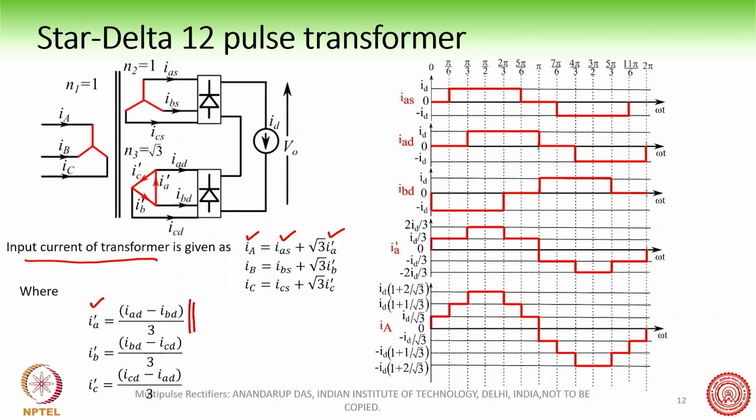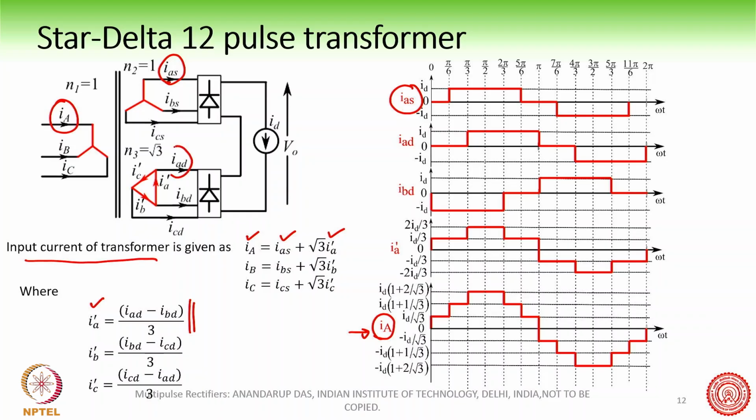Now what we will do here is to plot these currents and see what the IA waveform is. We are trying to get this input current waveform and see its properties, right? So at first we are going to plot this IAS current, and you can see IAS is a quasi-square current. We know in the diode bridge rectifier, the input current is a quasi-square.